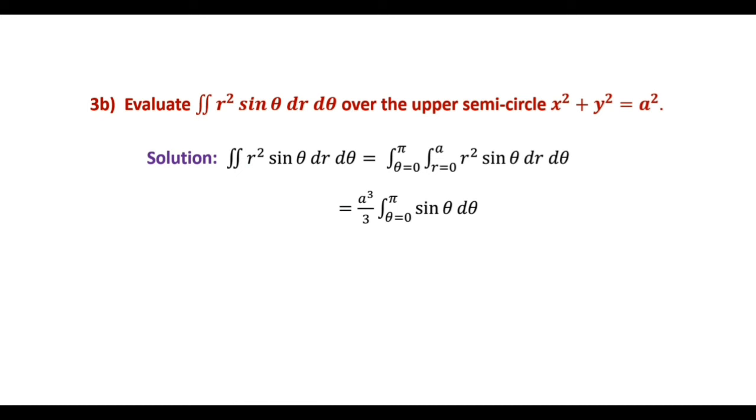We have a power 3 by 3 and the resultant integral 0 to pi sin theta d theta. Sin theta integration is minus cos theta. Substitute the limits of theta from 0 to pi. You get cos 0 minus cos pi, which is 1 plus 1 is 2. 2 into a power 3 by 3. 2 by 3 a cube is the required result. It is a 7 marks question.